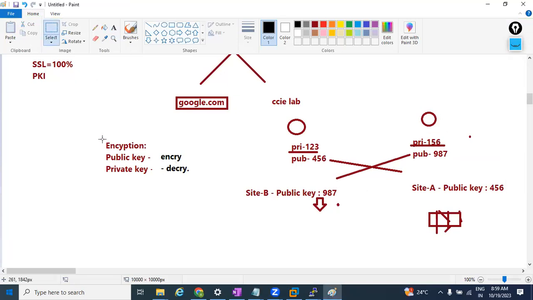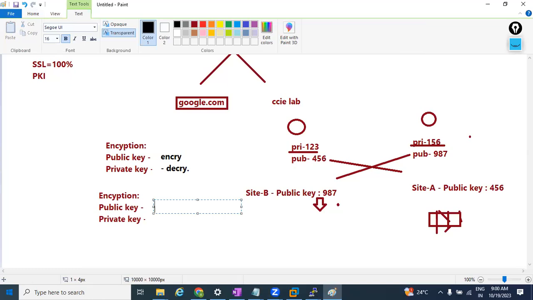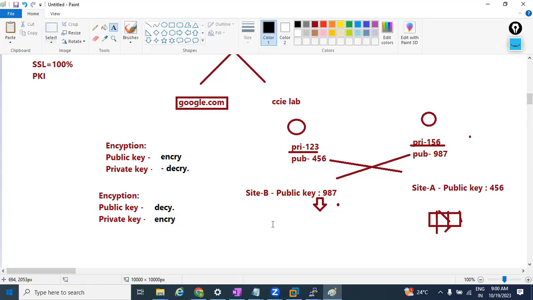Now public was doing what? Encryption, right? And private was decryption. Now it's reverse. In PKI, it's reverse here now. Public would perform decryption and private would perform encryption. Note it down, please. It's reverse now. Okay, so this is PKI. Public was encryption, private was decryption, right? Now private is encryption and public is decryption.